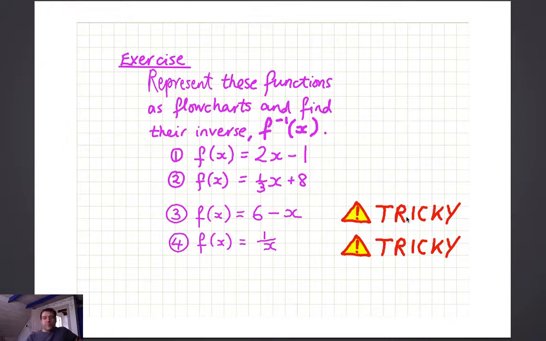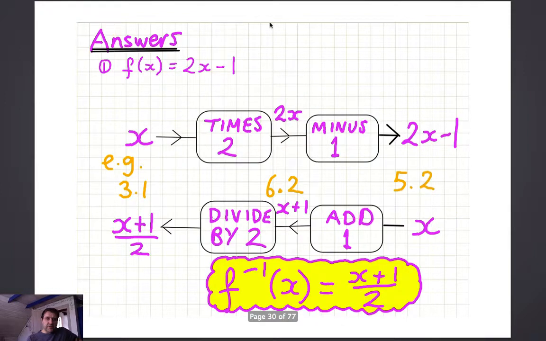Okay, so I hope you paused the video and had a go at those. Here come the answers. So 2x minus 1, if I start with x, have a box that says times 2, that gives me the 2x. Then I do minus 1, that gives me 2x minus 1. So for example, 3.1 in would give you 6.2, and then minus 1 would give you 5.2.